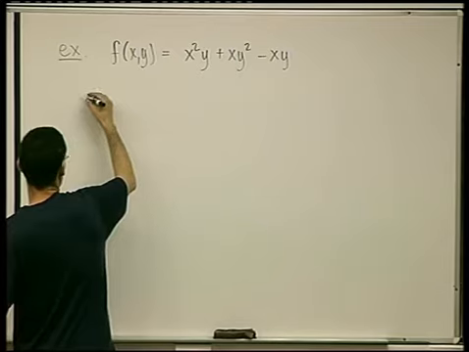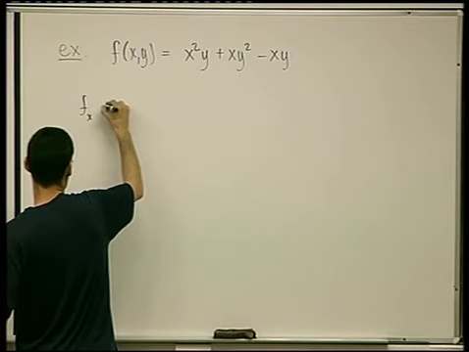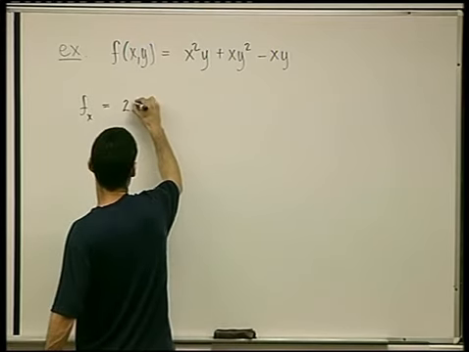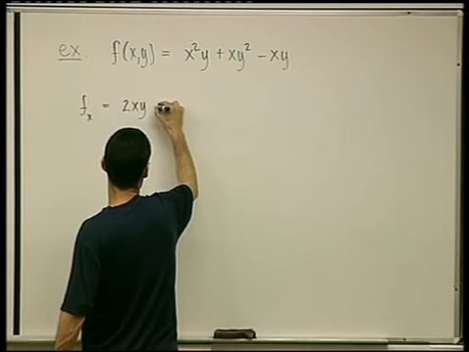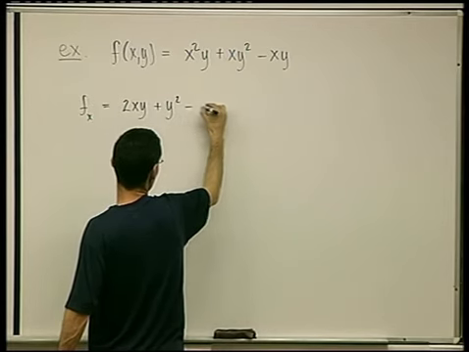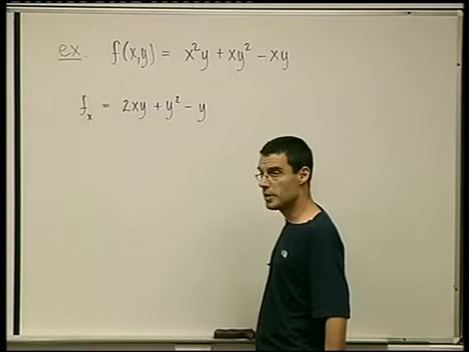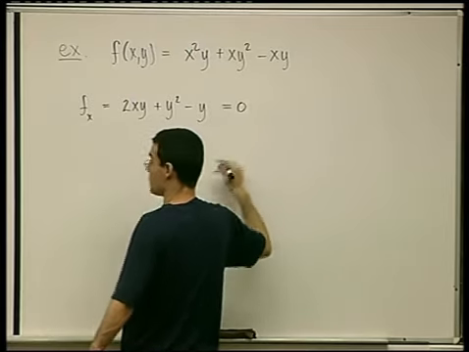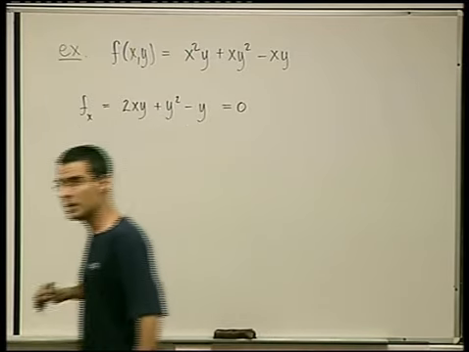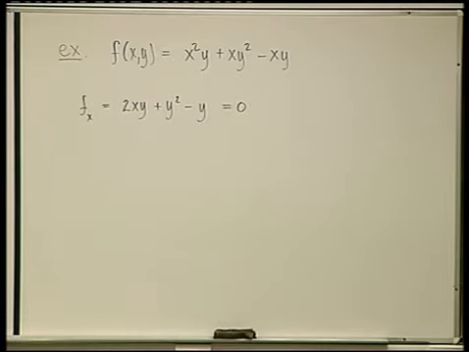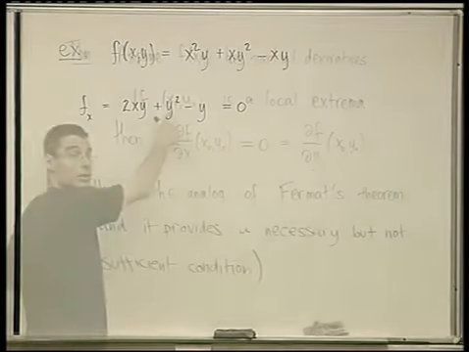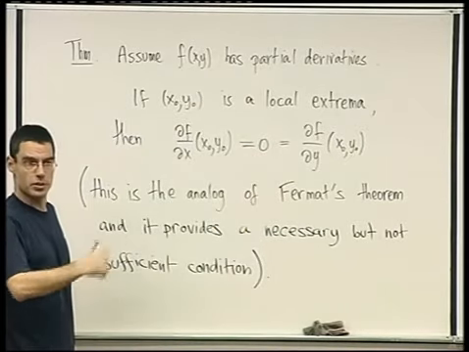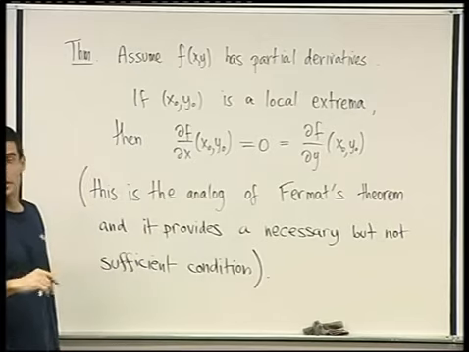So what is fx, the derivative of f with respect to x? 2xy plus y squared minus y. Do you agree that this is the derivative of f with respect to x? And this has to be 0. That's what the theorem told us, right? Let's take a peek again at this theorem in case you forgot. If it's a local extremum, then both partials have to be 0. So we're setting the partials equal to 0, and we're looking at which points indeed satisfy that.